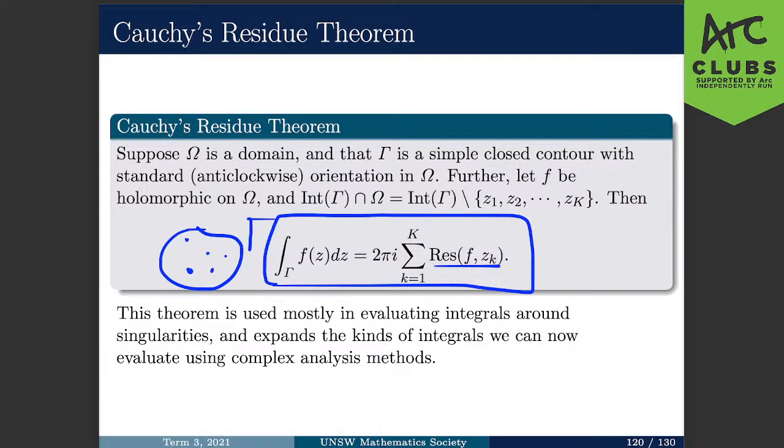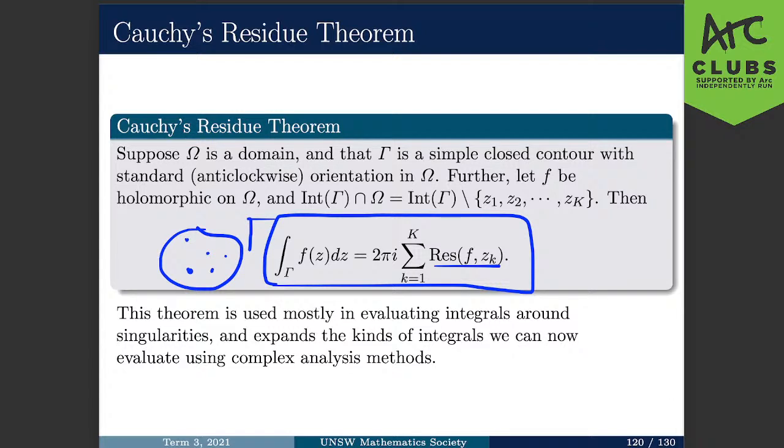Right, so if I can find all of the points inside this contour where the function is not holomorphic, then I just need to evaluate the residue at each of these points, sum them up, multiply by 2 pi i, and we get the integral.